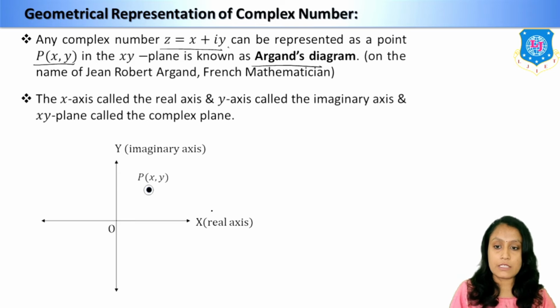So this is an xy plane, and here we are plotting a point p, that is an ordered pair xy. Now the x-axis is called the real axis, and the y-axis is called the imaginary axis, and this xy plane is called a complex plane.